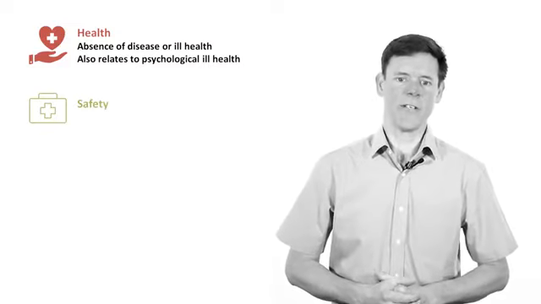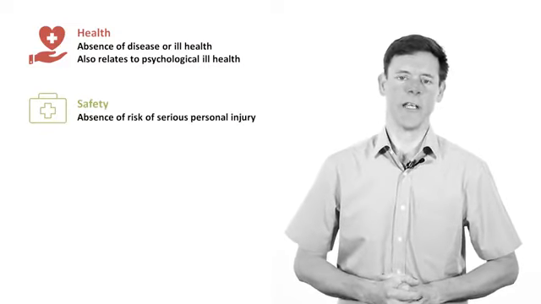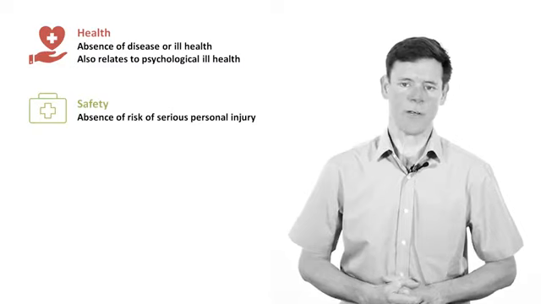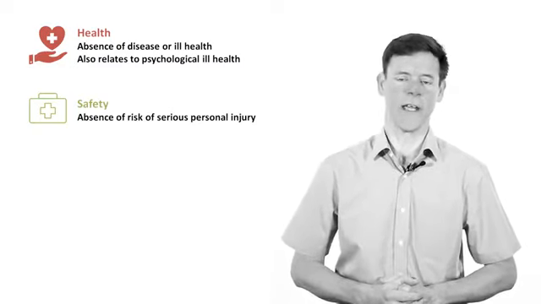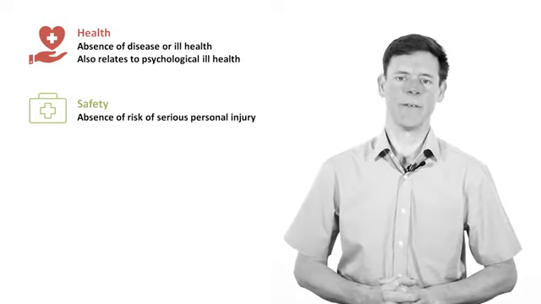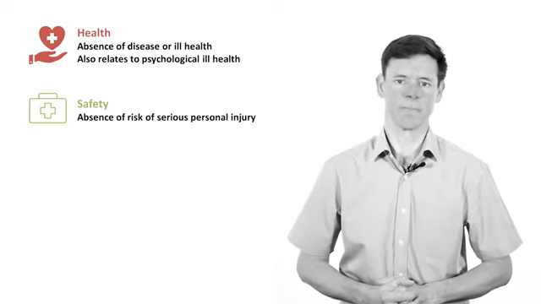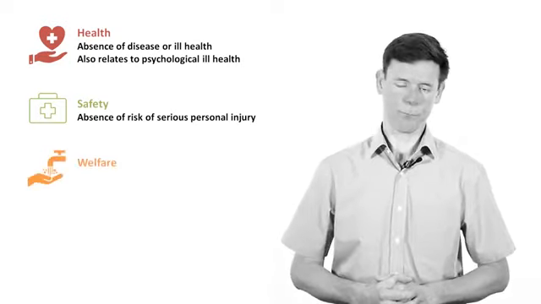Safety. Safety is concerned with the absence of risk of serious personal injury. For example, using a table saw without the correct guards fitted is not safe because it creates a significant risk of amputation injuries. And finally, welfare.